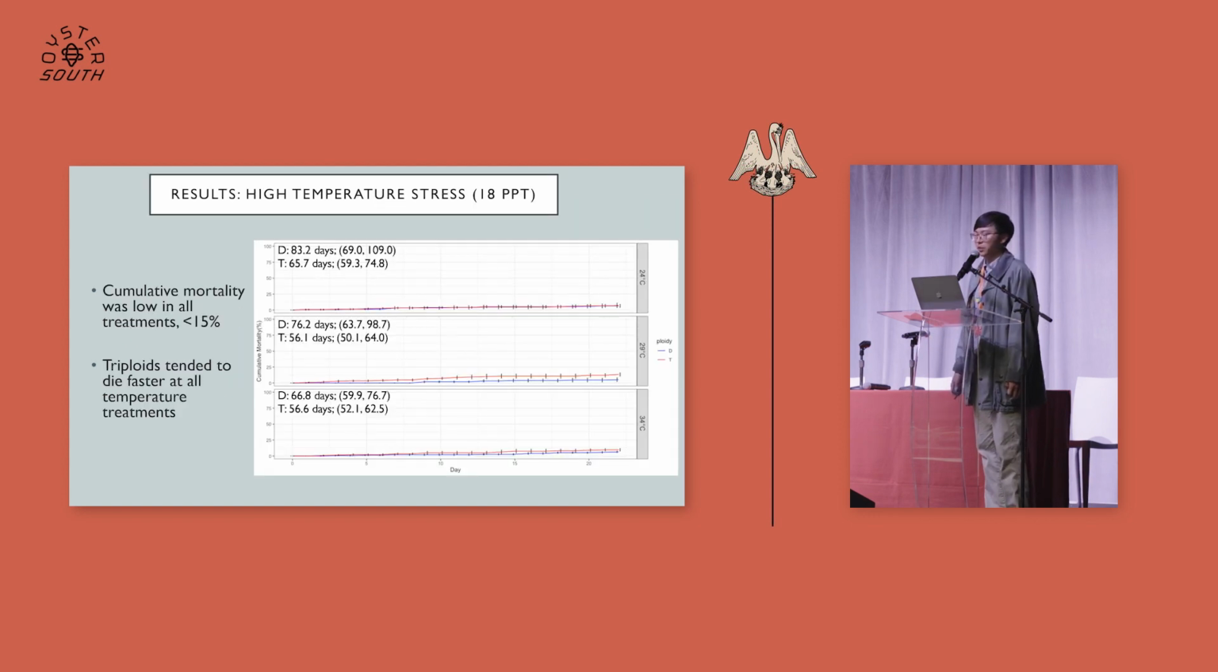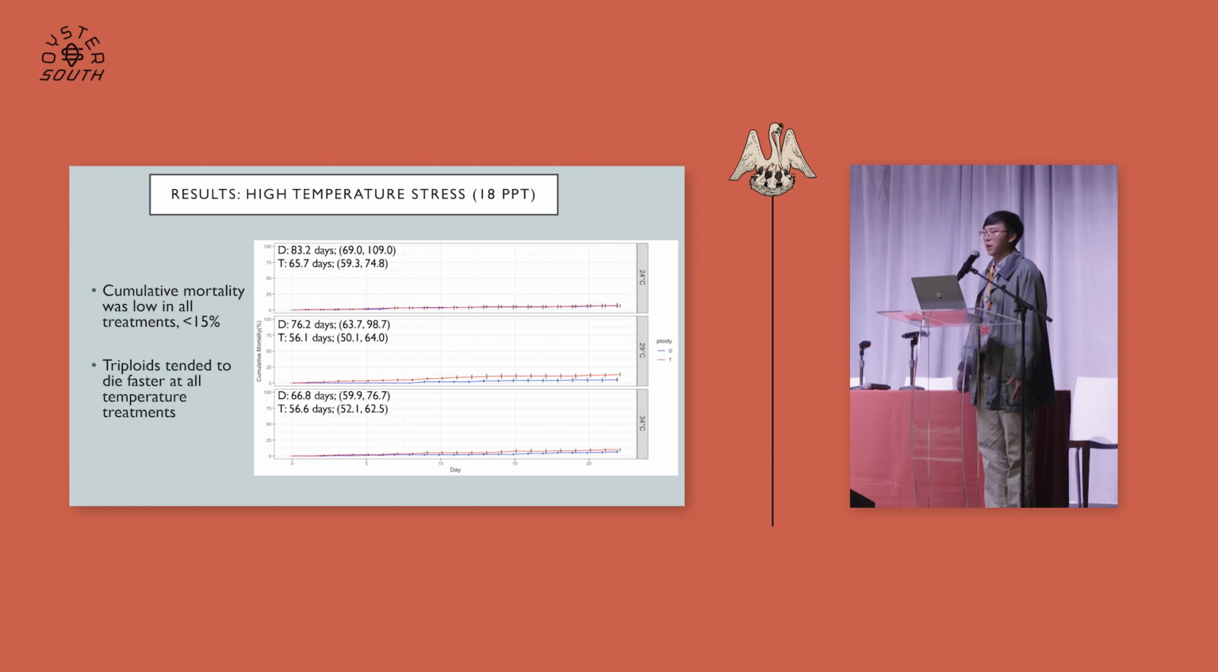All right, so let's get into some results. So here's the results for the high temperature stress phase only, where we had 3 different temperature treatments and kept the salinity the same at 18 parts per thousand. Just to orient you to this graph a little bit, we got the cumulative mortality on the y-axis, we got number of days on the x-axis, and we got 3 different graphs just to represent the 3 different temperatures. And we have diploids in blue, triploids in red, and you'll notice a D and a T in the corner of each graph with subsequent number of days.